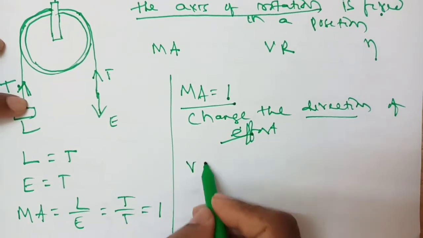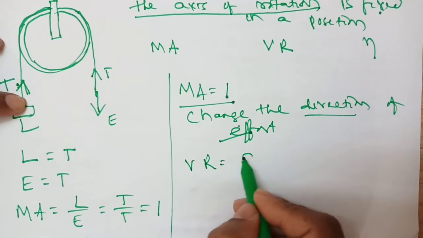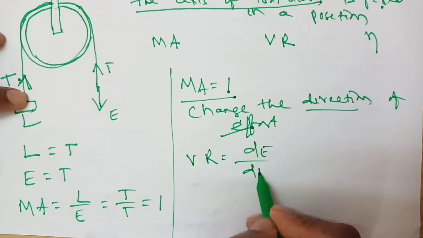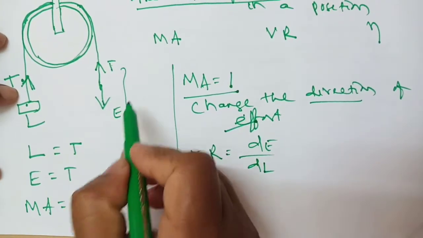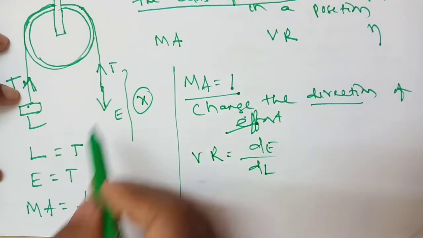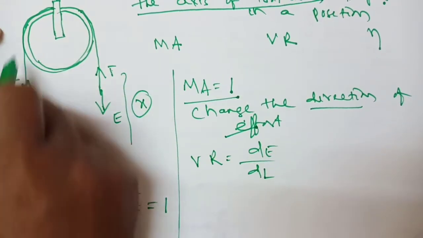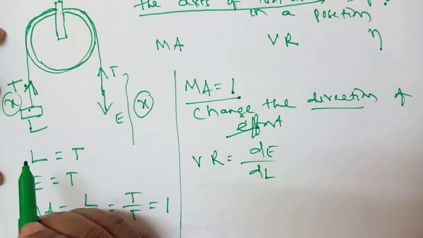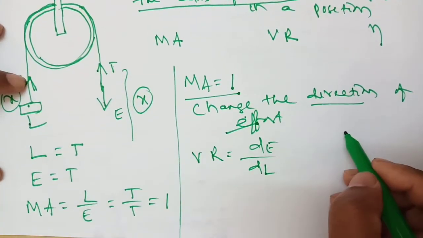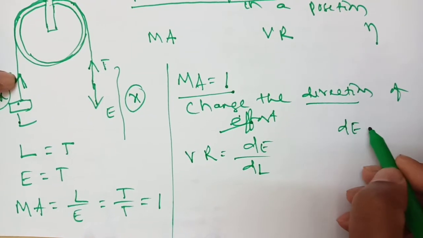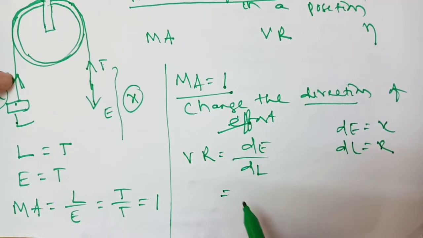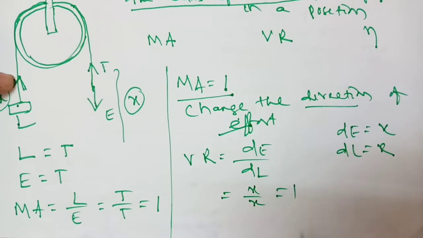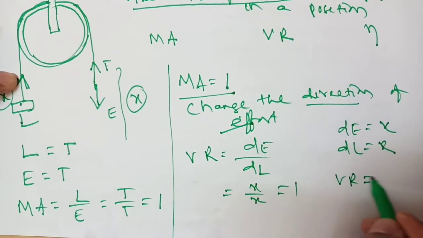Okay. Now come to velocity ratio. VR is displacement of effort by displacement of load. So you see, if you apply effort downward, if effort moves x distance downward, load also goes the same x distance upward. So displacement of effort is equal to x, displacement of load is also x. So VR is equal to x by x, equal to 1. So VR is equal to 1.